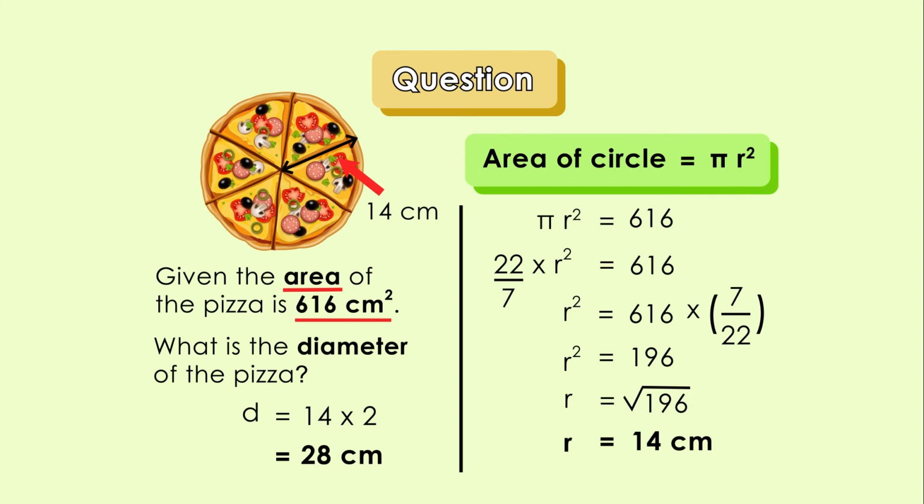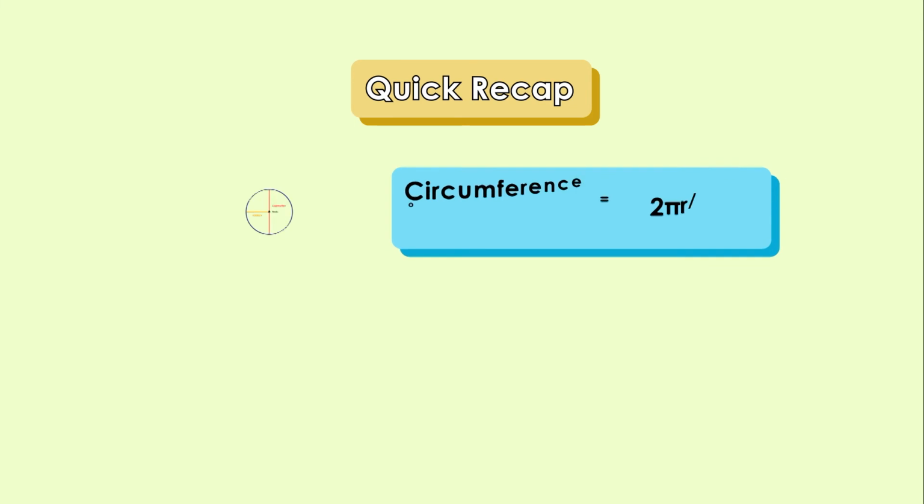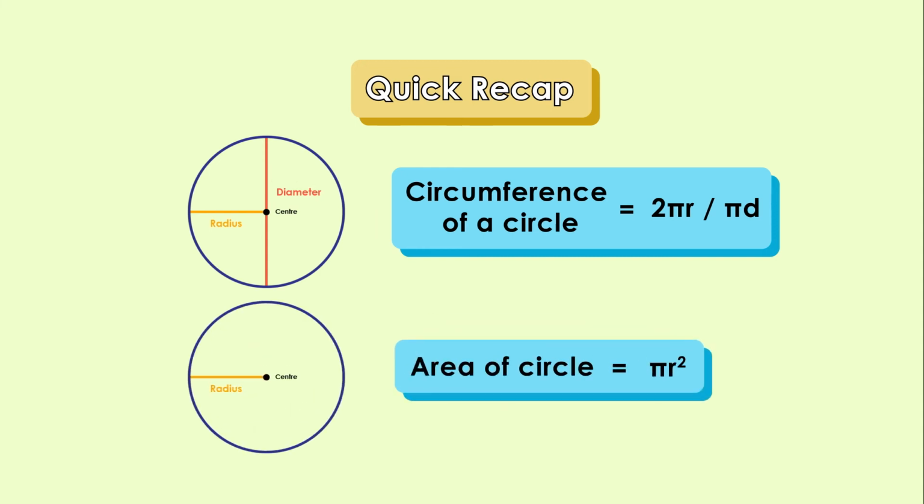You are doing great so far. Well, are you familiar with the circumference and area of a circle now? Let's do a quick recap on the two formulas. The formula for the circumference of a circle is 2 pi r or pi d. The formula for the area of a circle is pi r squared. Now, let's try one example involving these two formulas.